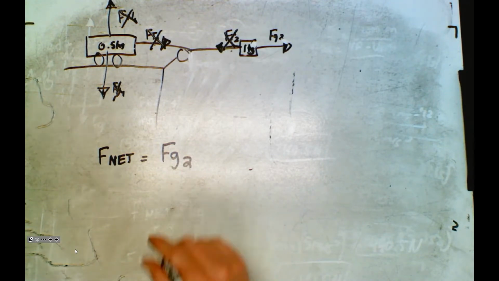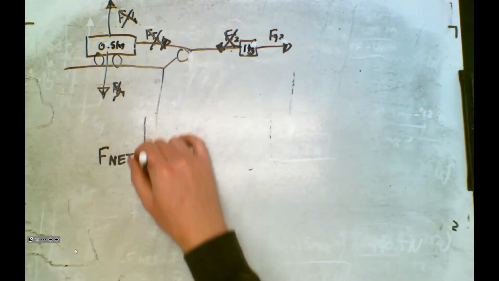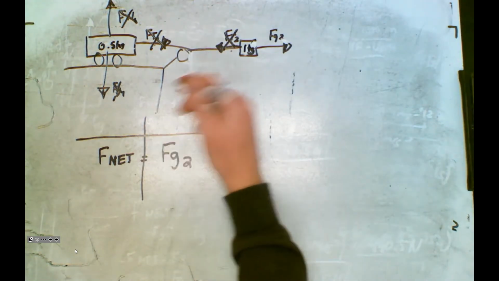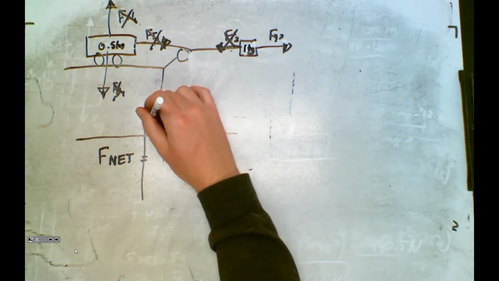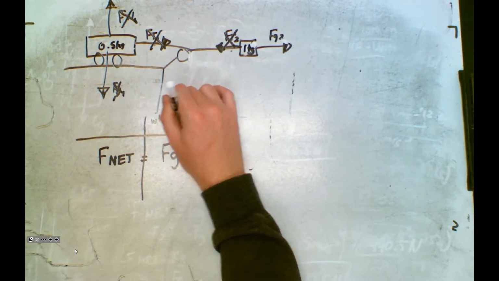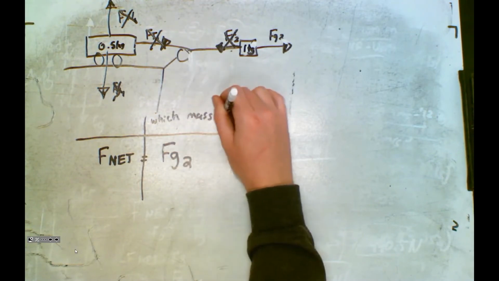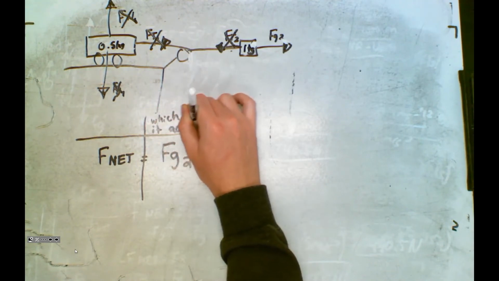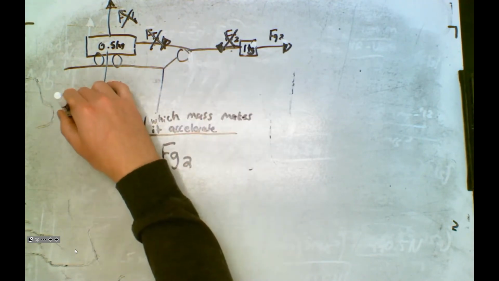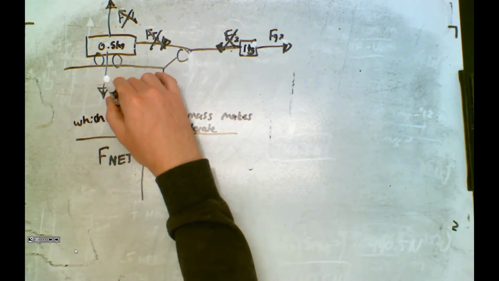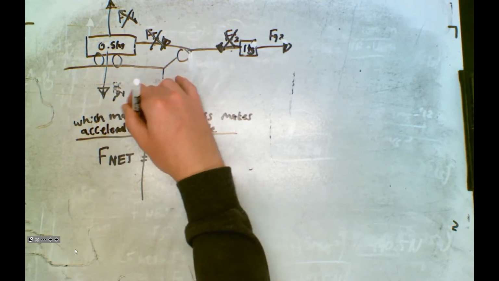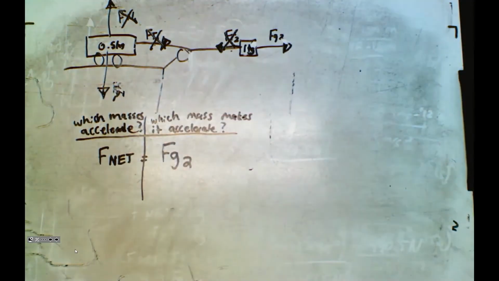That's it. That's all that's left over when everything cancels out. So what's important to understand when doing this is this side over here is which mass makes it accelerate, and over here is which masses accelerate. That's what we need to ask ourselves with both these sides.